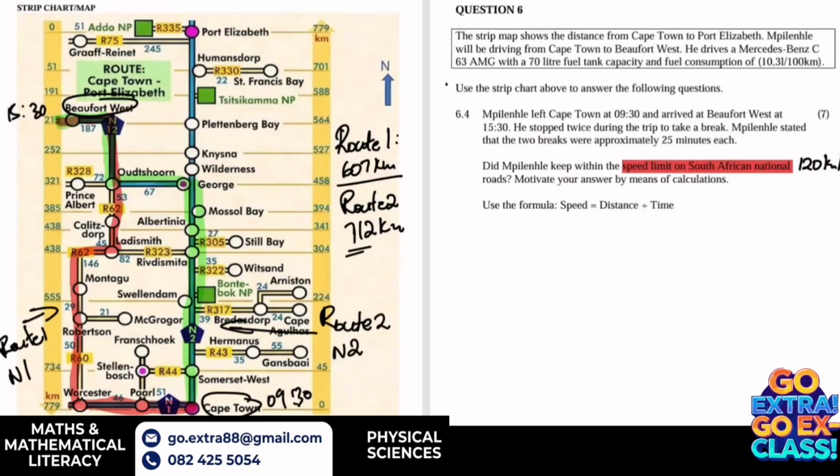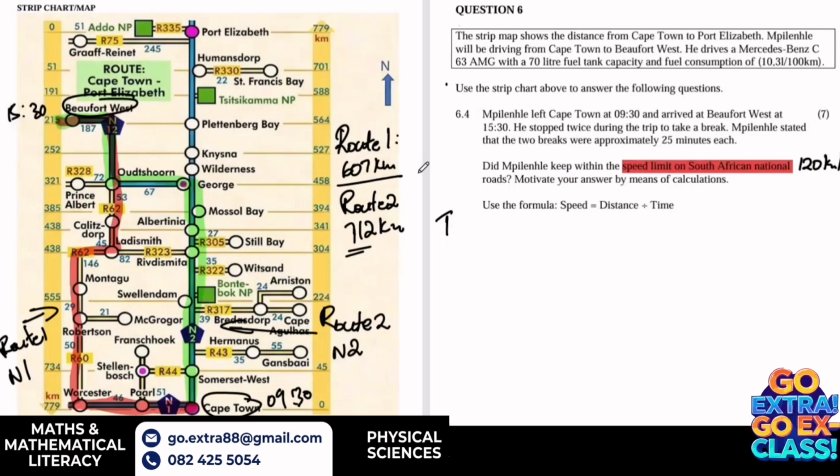Now I'm going to cover the first part, which is the first route. If we use the first route, the shortest route, which is route number 1 via N1, which is 607 kilometers, and then we're going to cover route number 2, which is 712 kilometers, and check if he was within the speed limit using either of these routes. First of all, we have to calculate the time taken for this trip. So what was the time taken for this trip, and how do we calculate it? Now I'm going to take you straight to it.